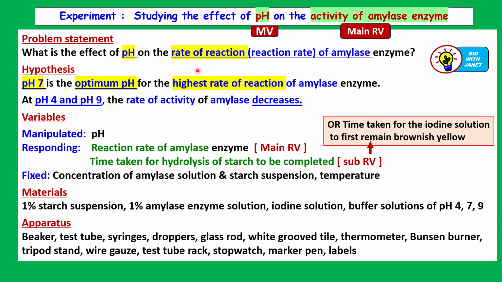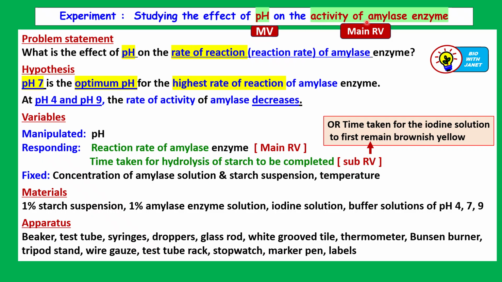So let's discuss the details for this experiment. Activity or experiment: studying the effect of pH on the activity of amylase enzyme. So effect of something, that something is the MV, the manipulated variable. For other syllabuses, it's called the independent variable. But here we'll call it the manipulated variable, which is the variable that you can change the values of.